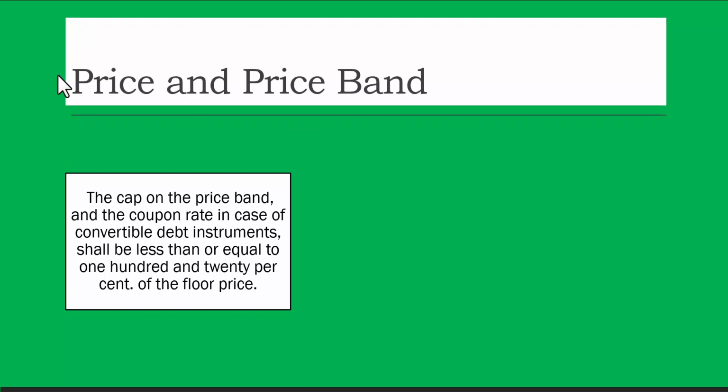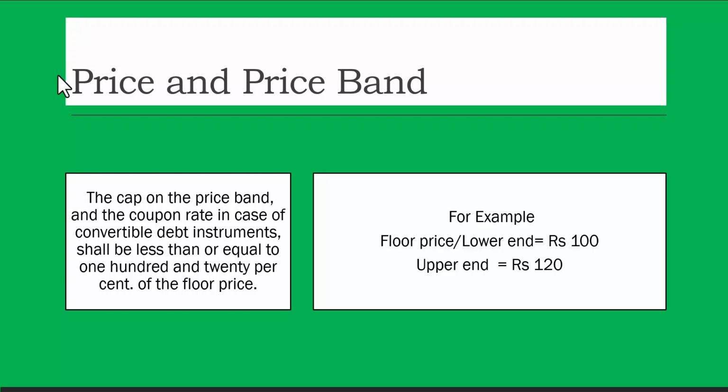The cap on the price band and the coupon rate in case of convertible debt instruments shall be less than or equal to 120% of the floor price. This is very important. Generally a company comes with a public issue of shares, so the price band is there. A company may come up with an issue of bonds, which will have a coupon rate. That's why coupon rate is mentioned here.